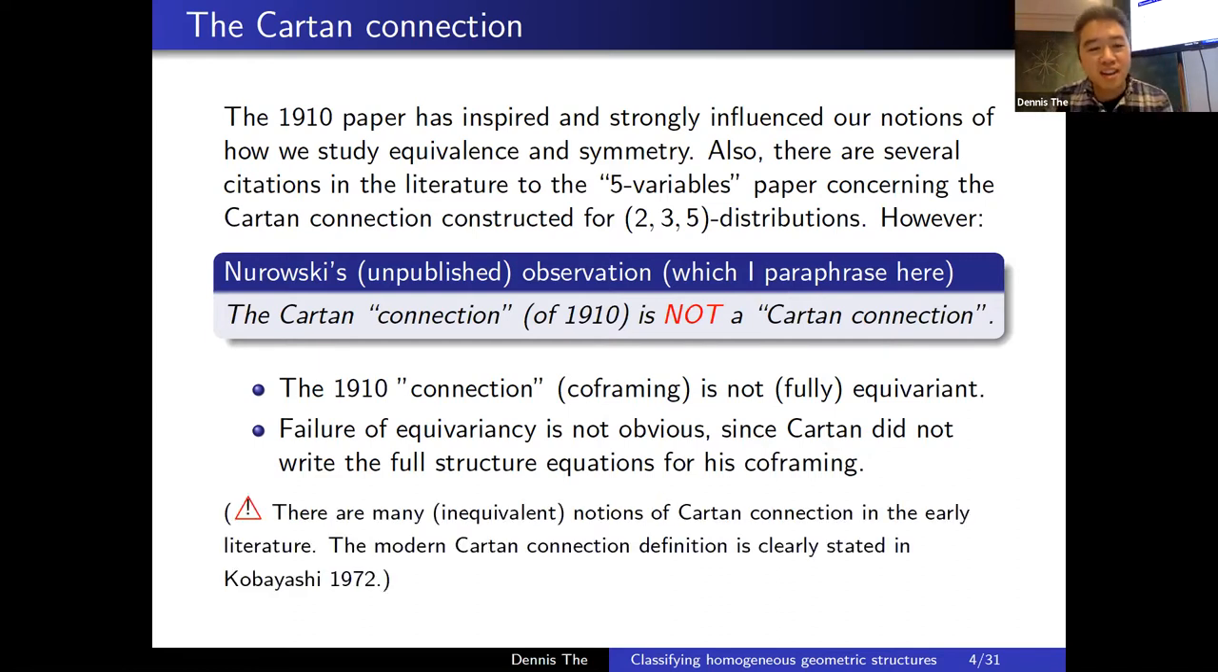Okay, and just as a historical warning, there are many inequivalent notions of Cartan connection in the early literature. And some of them are just very different, and some of them don't have any notion of equivariancy in there. As far as the modern Cartan connection definition, it is clearly stated in Kobayashi 1972, although conceptually it certainly goes back to early notions of Cartan, his espace généralisé in the 1920s, as well as some work of Tanaka, or even Kobayashi in 1955. But the clearest statement of the definition is, in my opinion, in Kobayashi's 1972 transformation groups book.